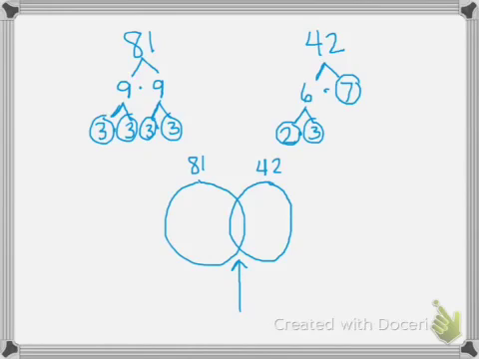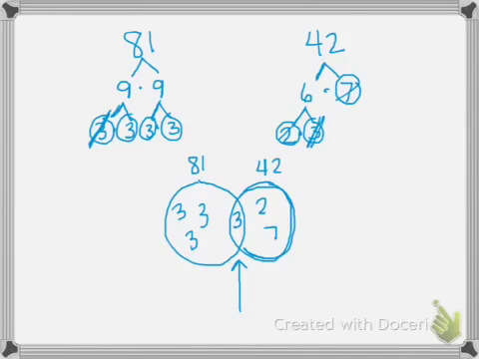So if I look here, I see that 81 has a 3 and 42 also has a 3. So they share a 3. So that 3 is going to go in the middle. Now, when I look at 42, I see a 2 and a 7, and 81 doesn't have those factors. So 2 and 7 will go only in the area that covers 42. And then I have three 3s left over for 81, so those 3s will go here.